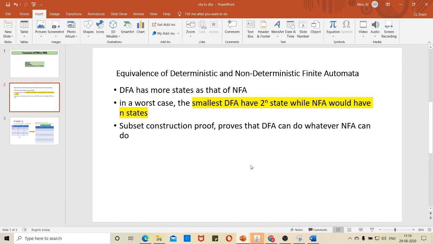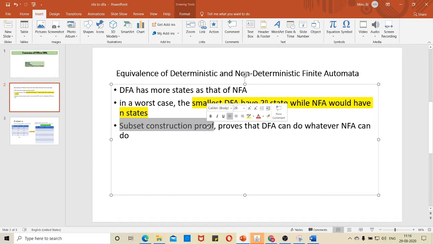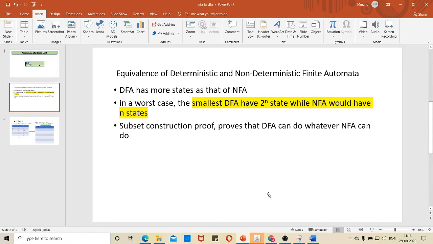By default, a DFA has more states than an NFA. In the worst case scenario, the smallest DFA has 2 to the power n states, while the NFA has n states. So this is like a golden rule. We'll be converting the NFA to DFA using a concept called subset construction proof. I'm not going to go into detail about the subset construction proof. I'm just going to explain how this conversion can be done in a very easy manner.